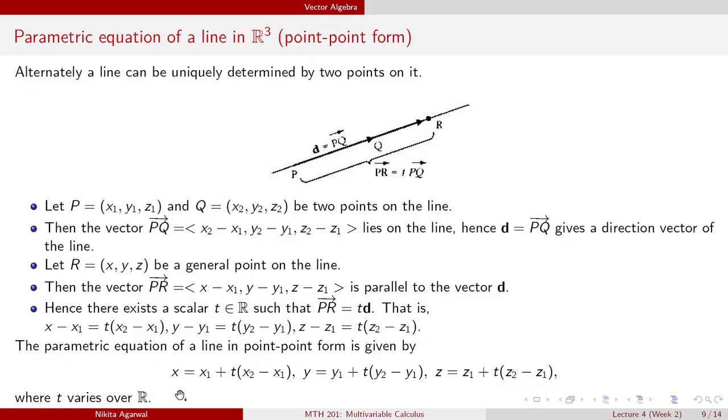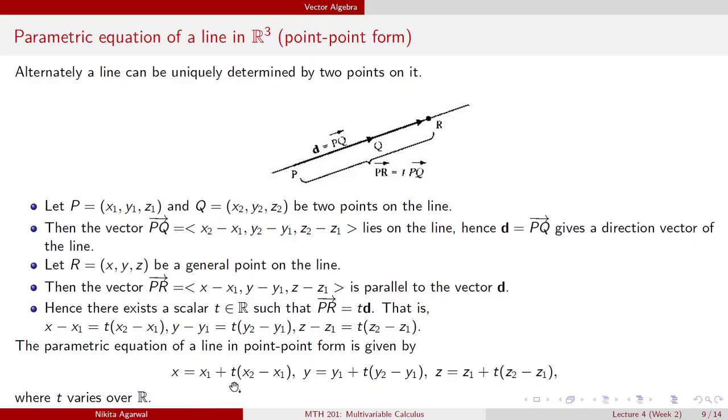And as t goes from minus infinity to infinity, you get the entire line. In particular, when t is equal to 0, x is equal to x1, y is equal to y1 and z is equal to z1, and you get the point P. Okay. Can you see for what value of t you will get the point Q? Remember, Q is x2, y2, z2. So what is the value of t which gives you x2, y2, z2? It is actually t equal to 1.